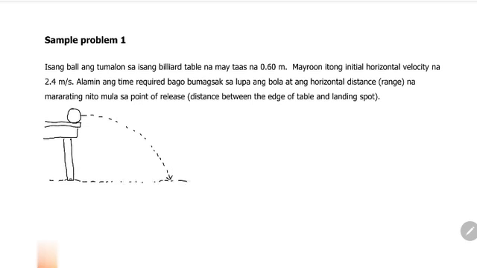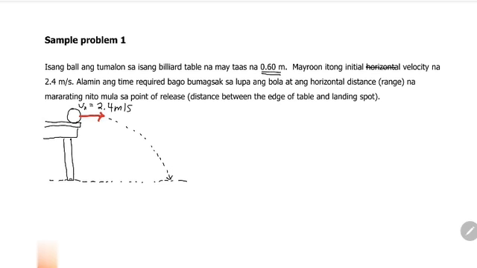So, given ka ng initial velocity, dapat pag binigyan ka ng ganitong given, initial velocity, kahit hindi i-mention na horizontal siya, dapat alam mo that's a horizontal velocity. So, this is 2.4 meter per second. It should also click in your head na, ay, yun na yung horizontal velocity niya hanggang sa dulo. Also, let's put Vx.